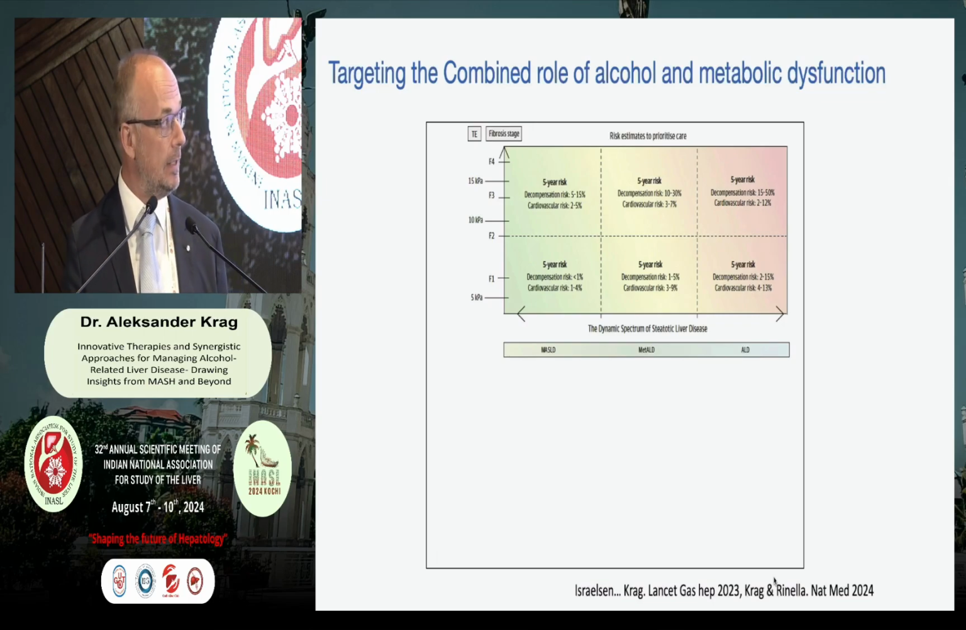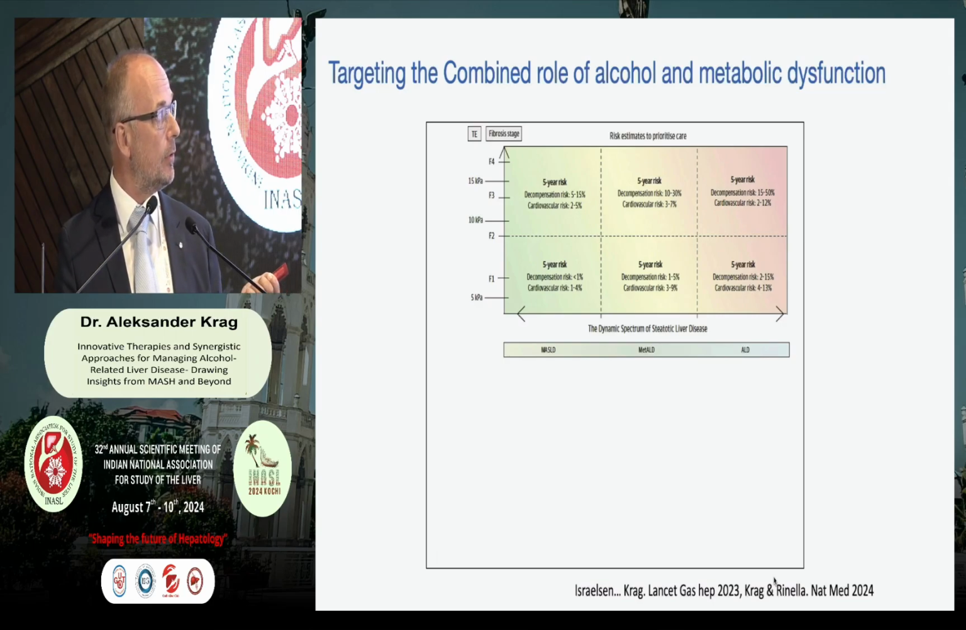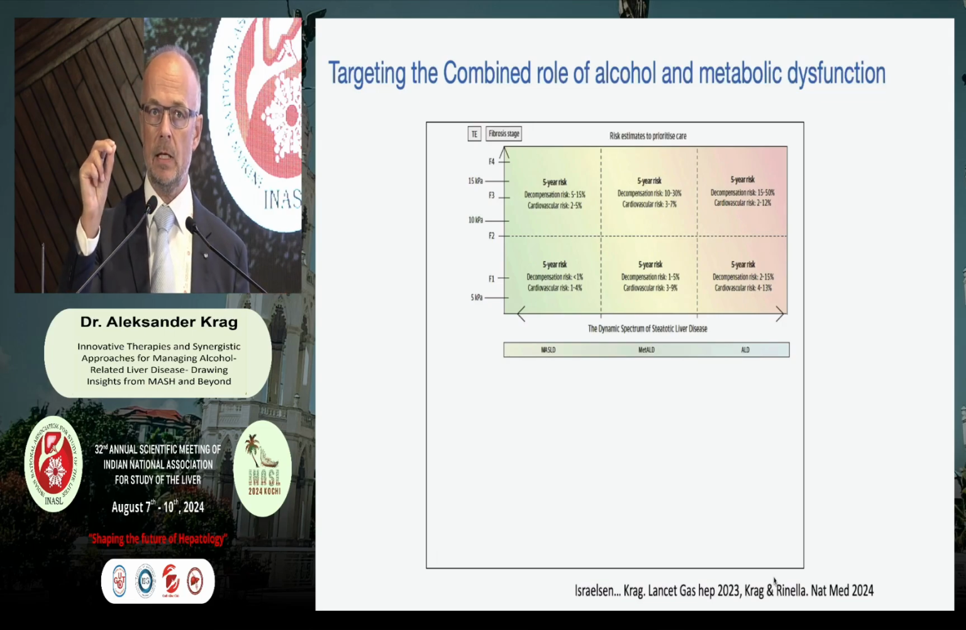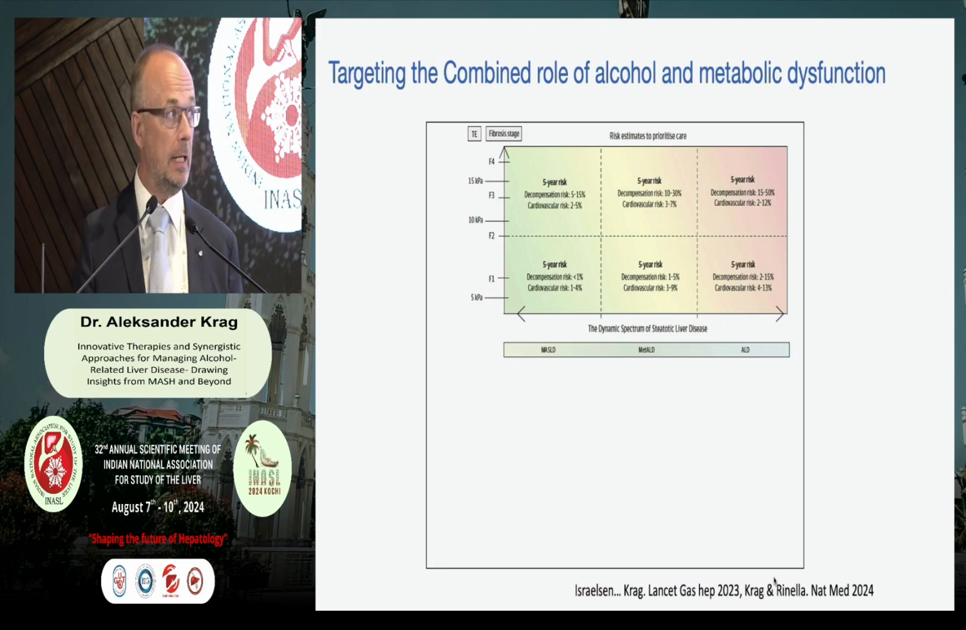How should we understand these diseases? Okay, we got a spectrum here, MASLD, MetALD, ALD, more alcohol over here. And then we can see the severity of disease here in fibrosis stages. So this was actually to put all the data together on cardiovascular risk in these patients versus liver-related risk.